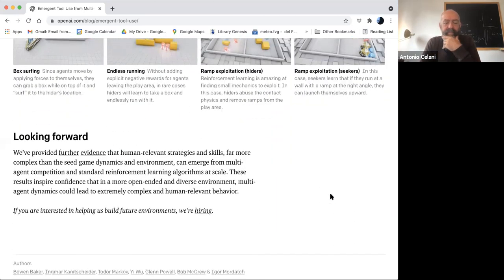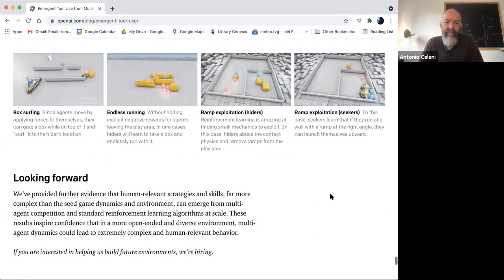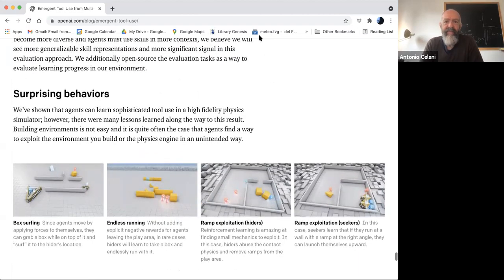So this is a very, very nice example of the kind of things that you can actually do with multi-agent reinforcement learning. Clearly, this kind of application requires an enormous computational power, but they definitely are at the forefront of research nowadays in reinforcement learning.